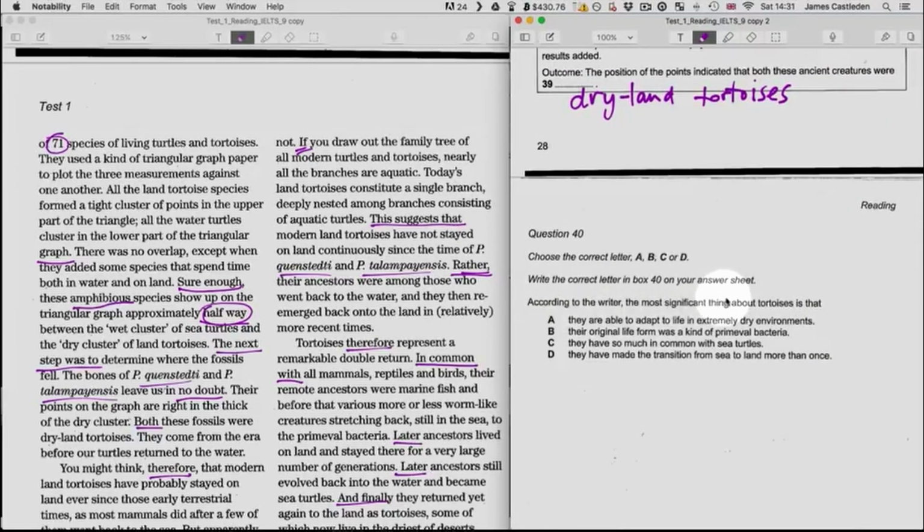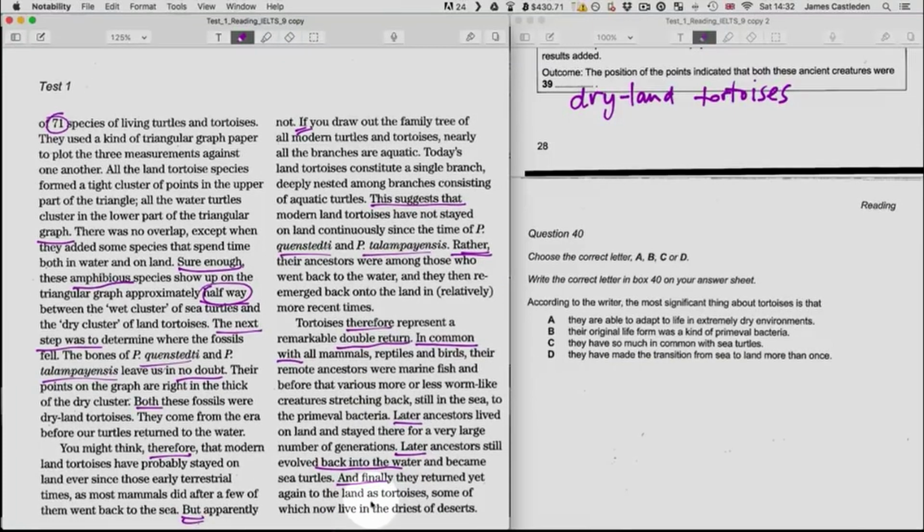According to the writer, the most significant thing about tortoises is that doubled. So they therefore represent a remarkable double turn. They went from sea to land, evolved back into the water. So it's coming at the beginning, and they returned yet again to the land as tortoises. Oh, I see. So they went out, and in again. So that must be D.